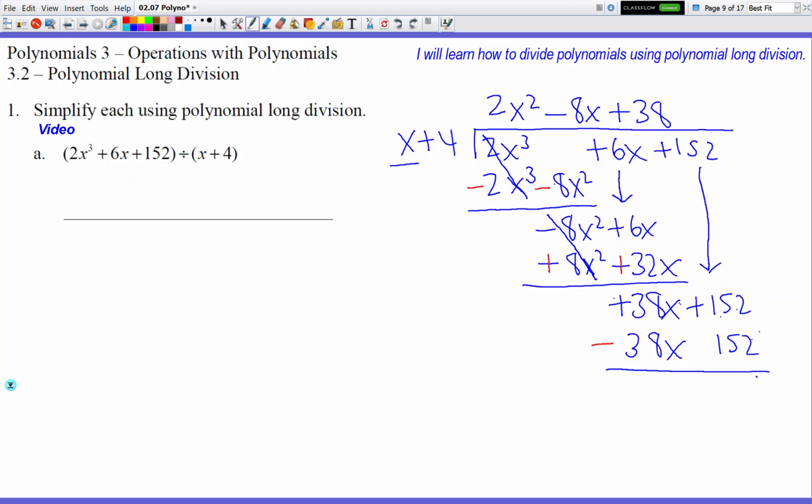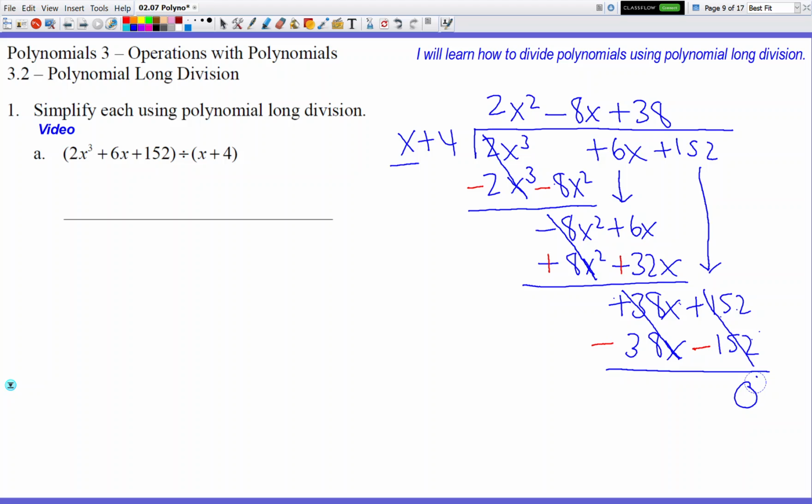Like I said, if you're doing this correctly, your first column is always going to cancel out. So positive 38x, negative 38x, it's gone. In your last round, the second number is going to cancel out as well, and all you're going to have left is a 0. That's how you know you've done this correctly. You're not going to have any remainders.